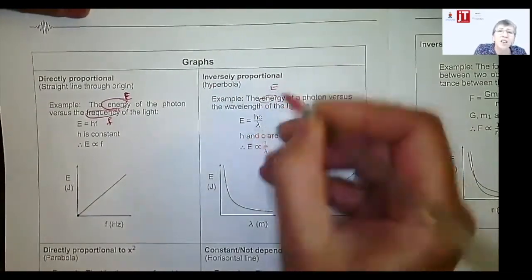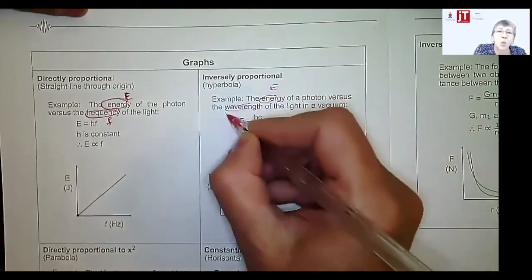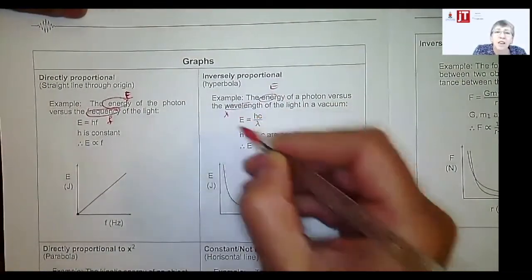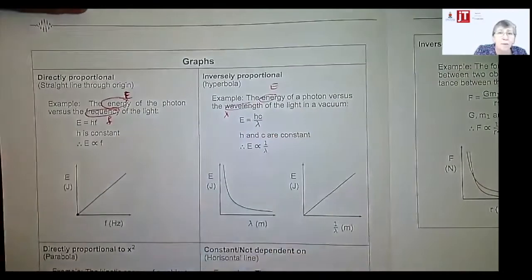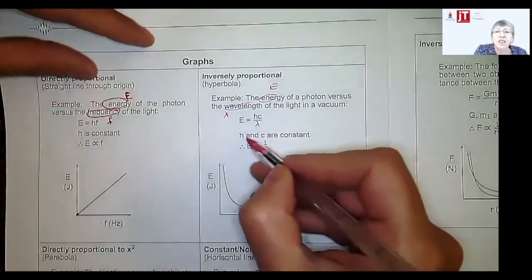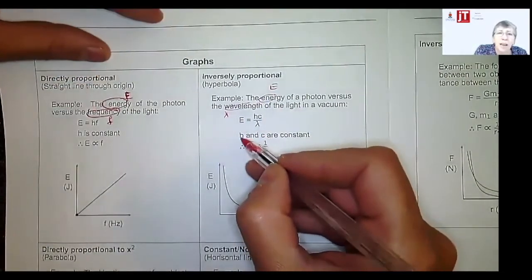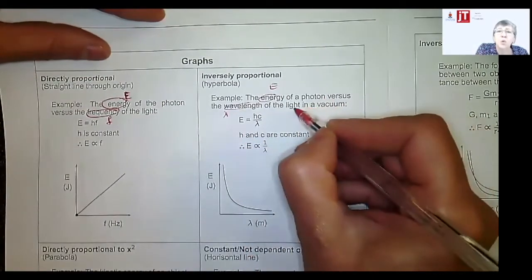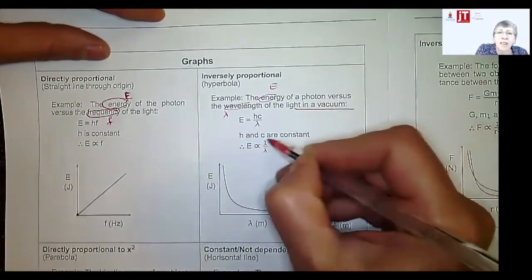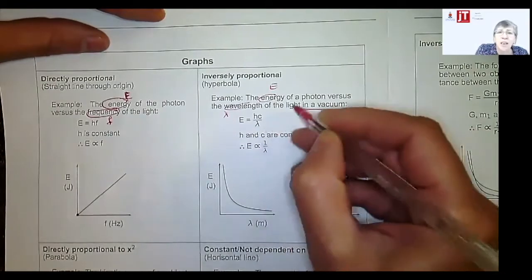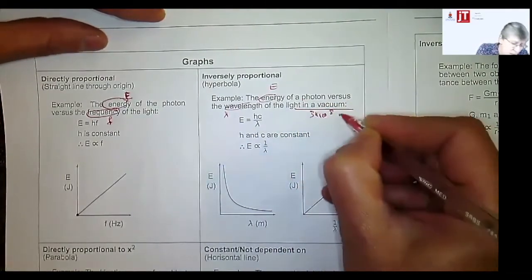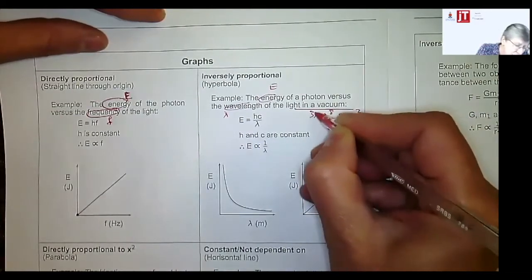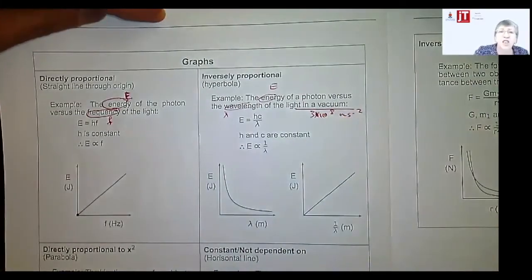We're looking at energy, but now they are looking at wavelength. And the equation that has both of them is E equals hc over lambda. Here, h is a constant, Planck's constant. And since they're talking about a vacuum, that tells me the speed of light in a vacuum, 3 times 10 to the 8 meters per second, is going to stay the same. That is not changing, right?